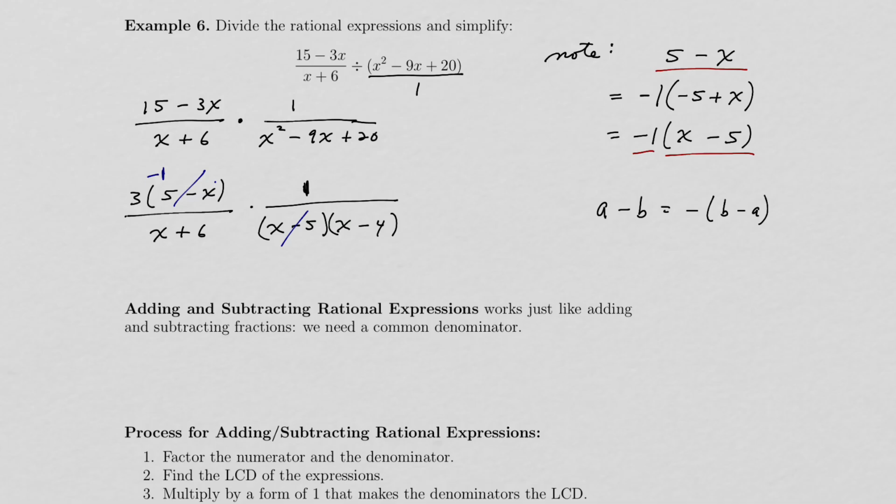And then if we multiply numerators now, I have 3 times negative 1 times 1, which is negative 3. And then in the denominator, I'm going to have x plus 6 times x minus 4. And that would be the answer in this case.